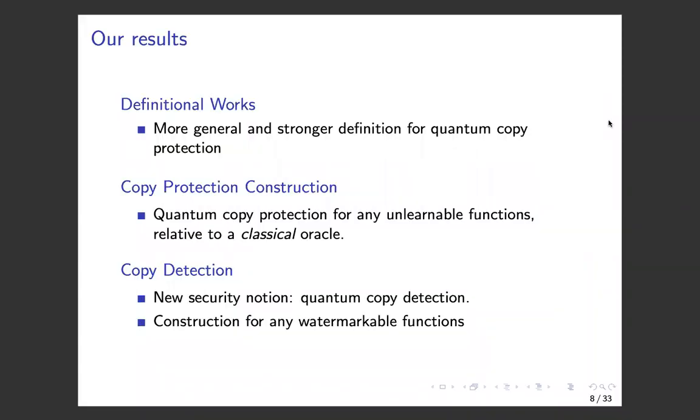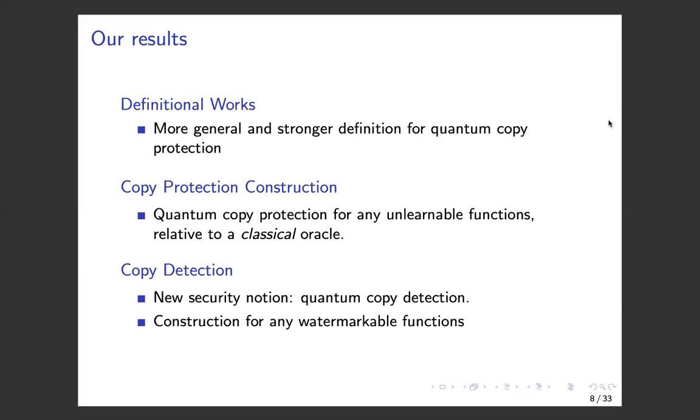Next, it comes to our results. We divide our results into 3 parts. The first is definitional work. We give a meaningful physical procedure to test quantum programs in a game-based definition for copy protection security. And second, we answer the previous open question with a positive result. We can construct a copy protection scheme for any unlearnable functions relative to a classical oracle.